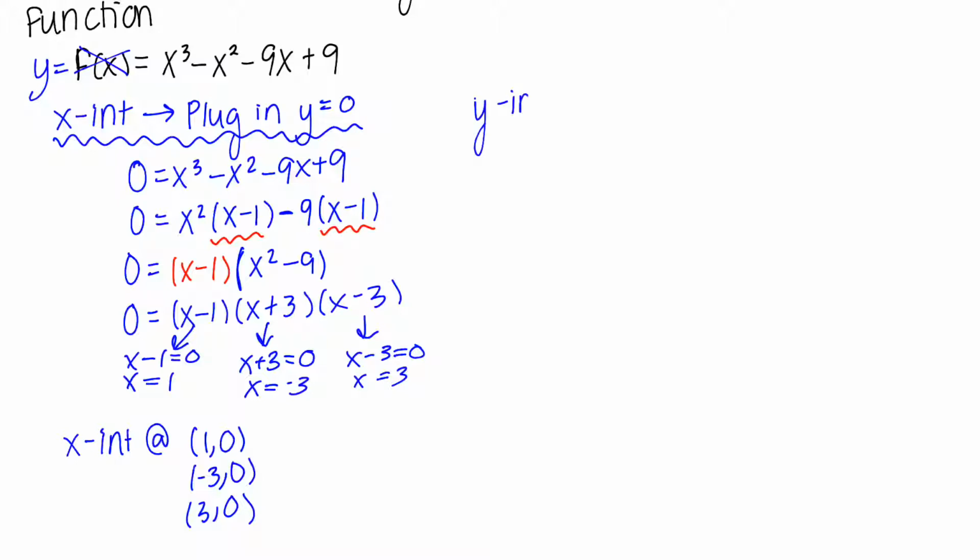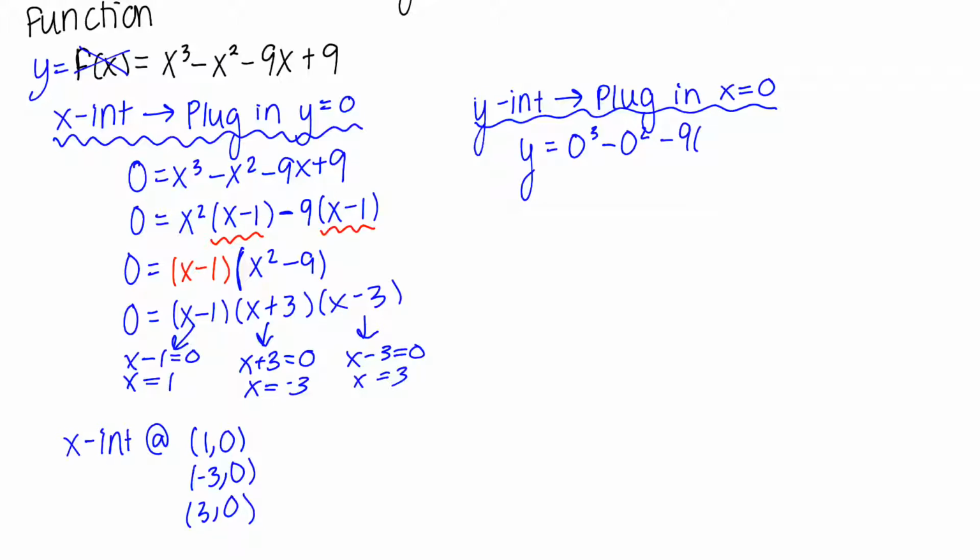For the y-intercept, this is where you plug in x equals 0. And for this, I'm going to go all the way back to my unfactored form and plug in 0 there. And you'll see why. So 0 cubed minus 0 squared minus 9 times 0 plus 9. Everything disappears except for the 9. So here we have a y-intercept at the point (0, 9).